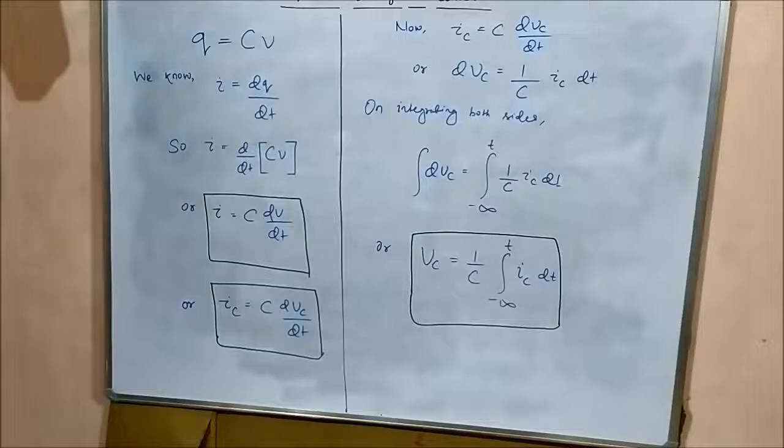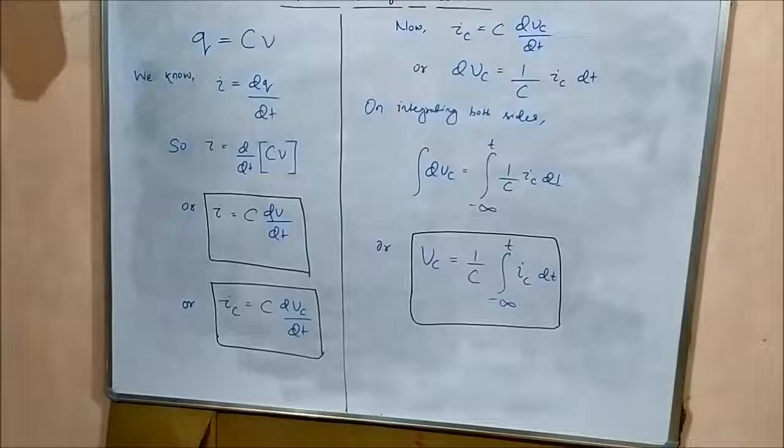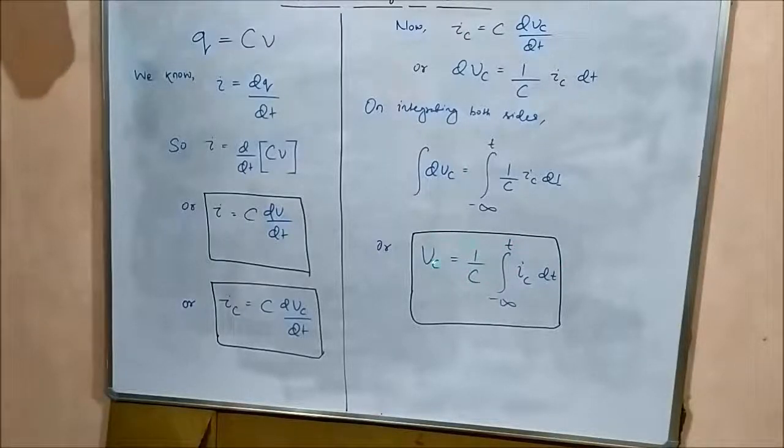Now, if you remember, in the case of the inductor, the inductor current IL was given by 1 by L times the integration of VL dt from minus infinity to t. That is, IL is equal to 1 by L times the integral from minus infinity to t of VL dt. We did that in the case of inductor current.